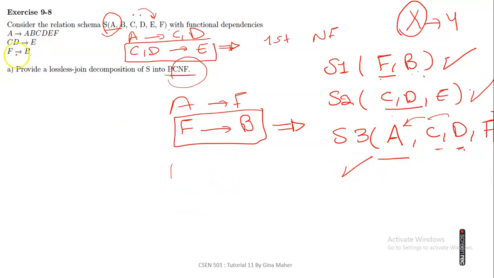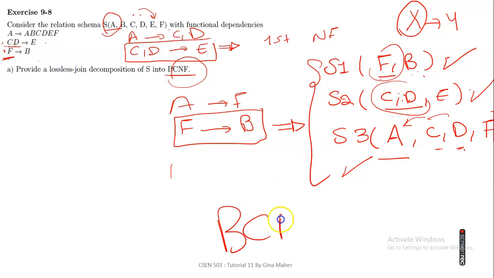Which one of these dependencies was the one making this relation not in BCNF? Actually, the two, because it happened that we have two dependencies where the left-hand side is not a super key. However, when we decomposed them into two relations, making them a primary key, they changed into super keys. So now the three relations are in BCNF.